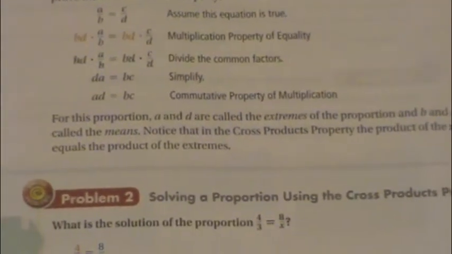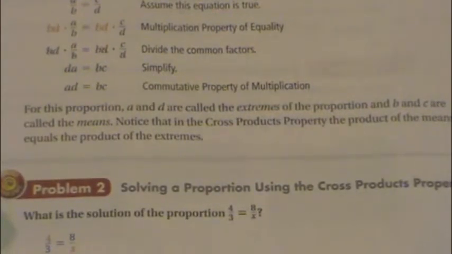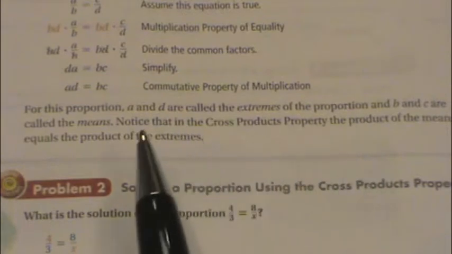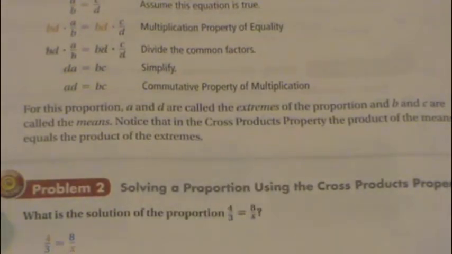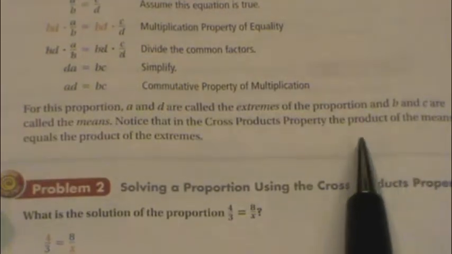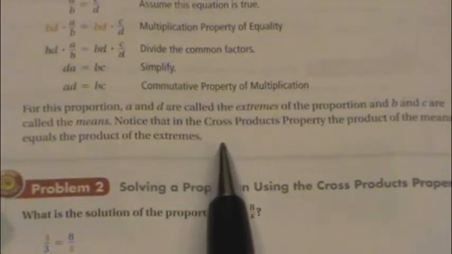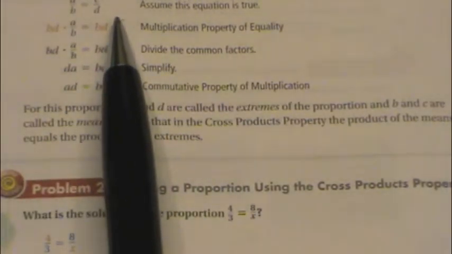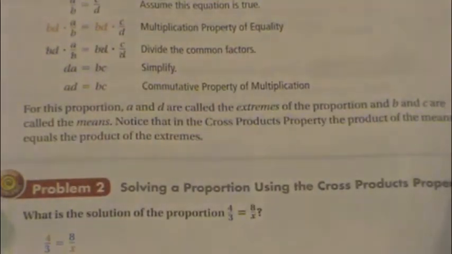It's just, well, we'll see if you need this at another point in your math career. A and D are called the extremes of the proportion, and B and C are called the means. This is something you do hear every once in a while. The product of the means equals the product of the extremes. It's a catchy little rhyme if it helps you. A, D are the extremes. B, C are called the means.